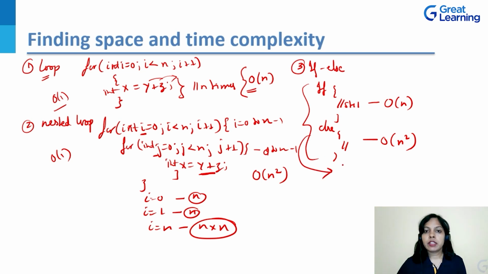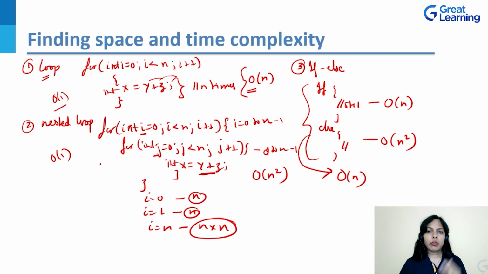The final time complexity will be that of whichever part, either if or else, has less time complexity, which is taking less time to execute. If this is taking n times to execute and this is taking n square times, definitely n is a lesser value than n square. So the overall time complexity of this if else will be O of n. Is it clear? So these are the three constructs.